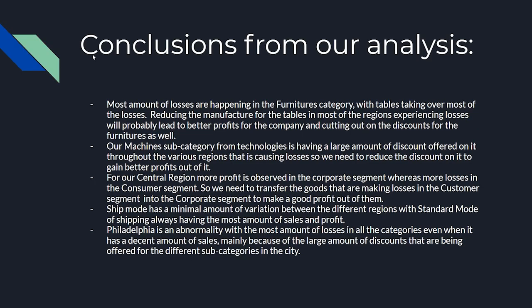Now let us look into the conclusions that we have gathered from our discussion. The most amount of losses are happening in the furniture category, with tables taking over most of the losses. Reducing the manufacture of tables in most of the regions experiencing losses will probably lead to better profits for the company, and so will cutting out on the discounts for the furniture category. Our machine subcategory from the technologies is having a large amount of discount offered on it throughout the various regions that is causing losses. So we need to reduce the discount on it to make better profits out of them.